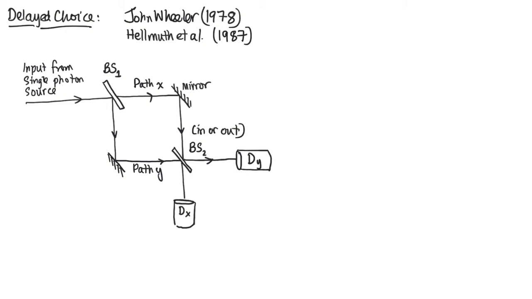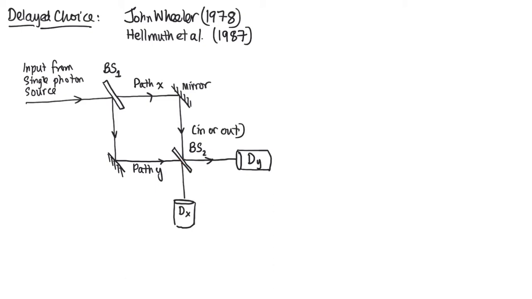So if you imagine in this apparatus, if beam splitter 2 is in, then this is exactly the same Mach-Zehnder interferometer that was used for single photon interference. If you remove beam splitter 2, then a single photon can only get to detector Y if it traveled on path Y. So it comes in, reflects, and then makes it to detector Y.